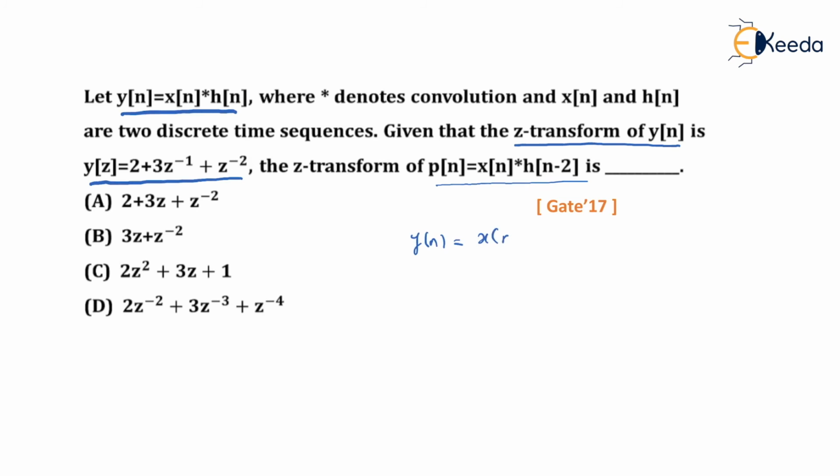y(n) is equal to x(n) convolved with h(n), and Y(z) is something that they have already given. Is that right? Then what they are asking you is the z transform of p(n), where p(n) is x(n) convolved with h(n minus 2). Am I right? They are asking you P(z).